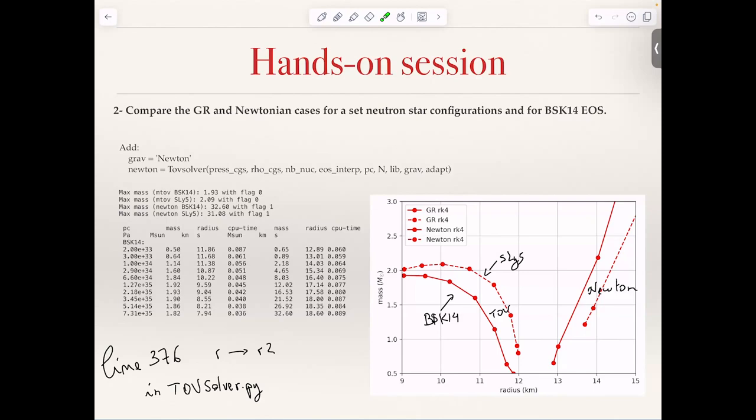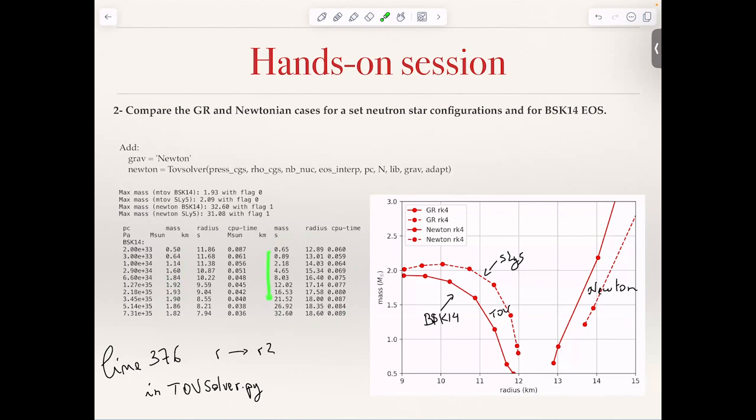And here, in this table, I give you the results for TOV, and here for the Newtonian solver. This is for BSK14, and you can check that the mass is going up, and then after 193 it starts to go down. So it means that we are safe in computing the maximum mass, because we are reaching the unstable branch.